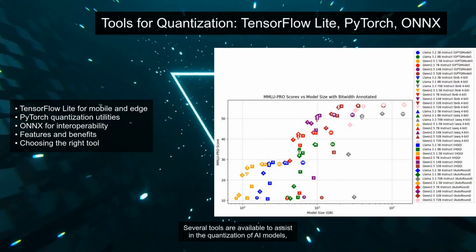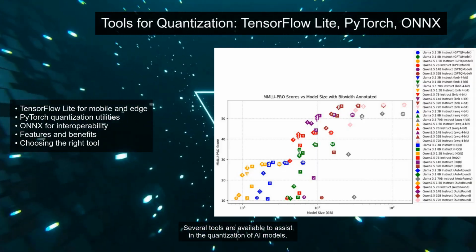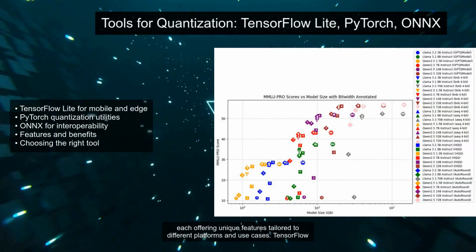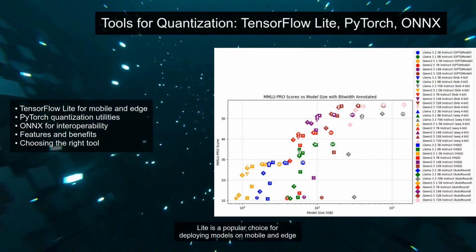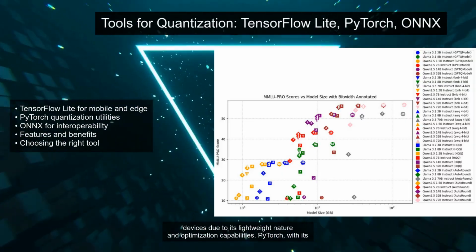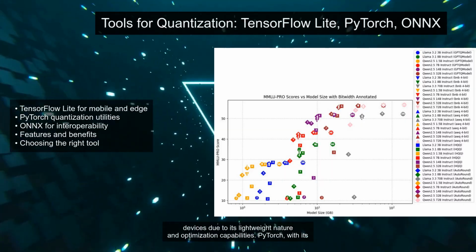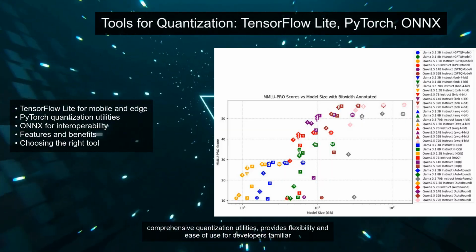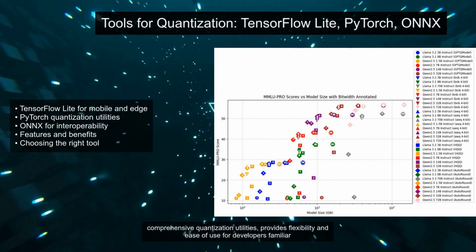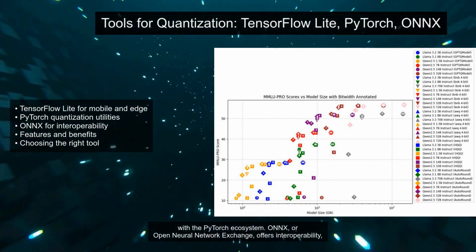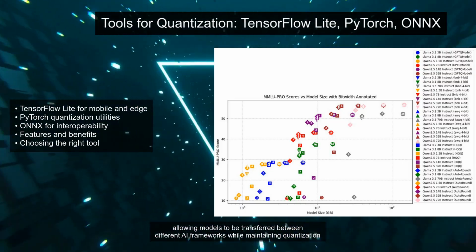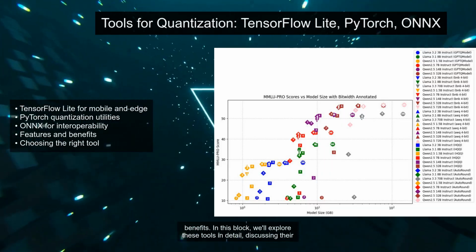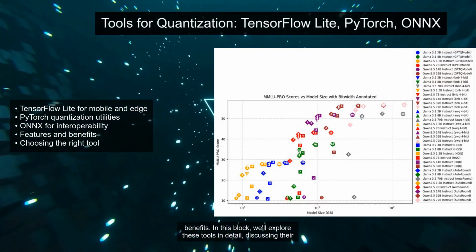Several tools are available to assist in the quantization of AI models, each offering unique features tailored to different platforms and use cases. TensorFlow Lite is a popular choice for deploying models on mobile and edge devices due to its lightweight nature and optimization capabilities. PyTorch, with its comprehensive quantization utilities, provides flexibility and ease of use for developers familiar with the PyTorch ecosystem. ONNX, or Open Neural Network Exchange, offers interoperability, allowing models to be transferred between different AI frameworks while maintaining quantization benefits.